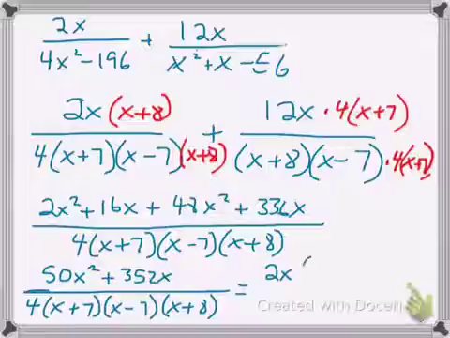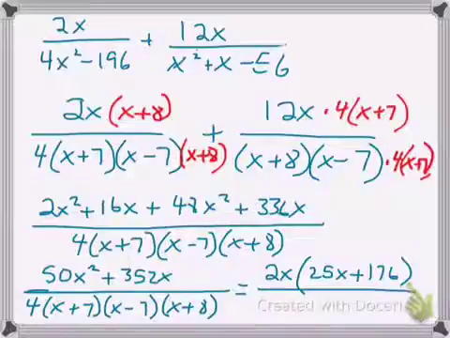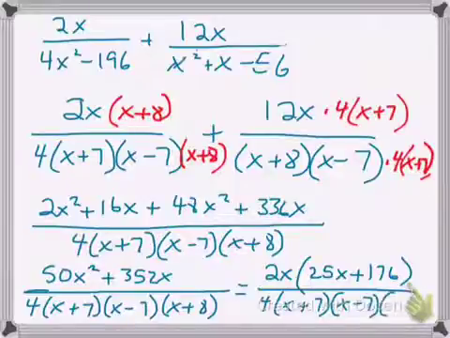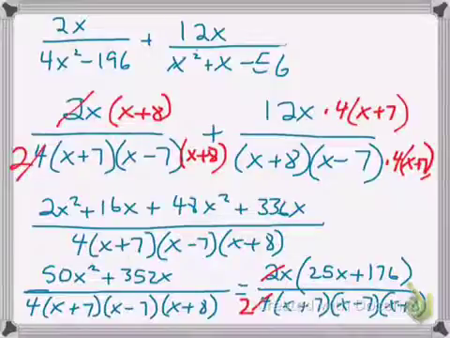So we can take out a 2x. Let's go ahead and take out a 2x: 25x plus 176 over 4 times x plus 7, x minus 7, x plus 8. And now this 2 will cancel with this and leave us with the 2 in the bottom. Now I want to show you something that's going to help. At the very outset of this problem, we could have canceled that 2 with that 4, and we wouldn't have had to do that last step at all.